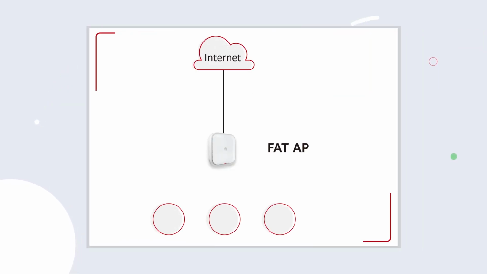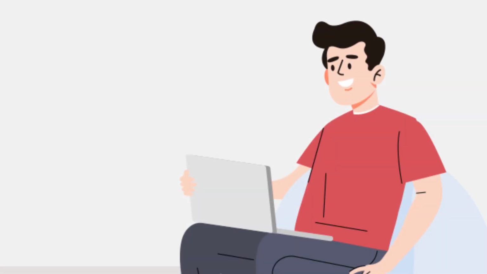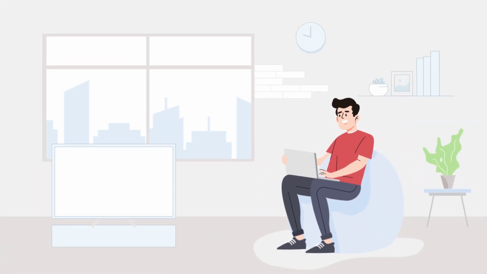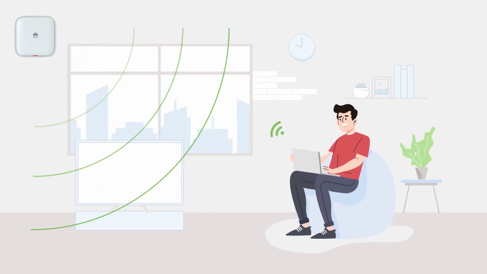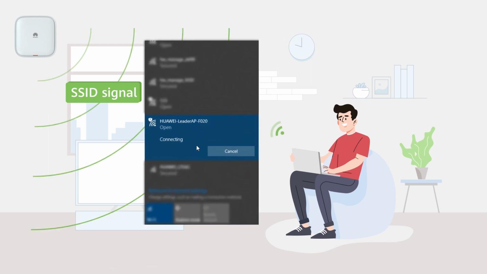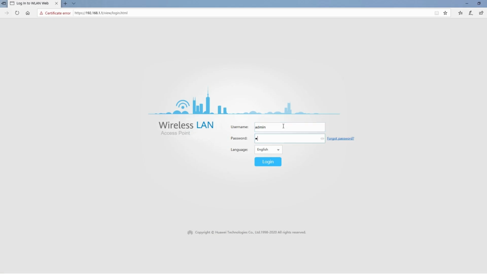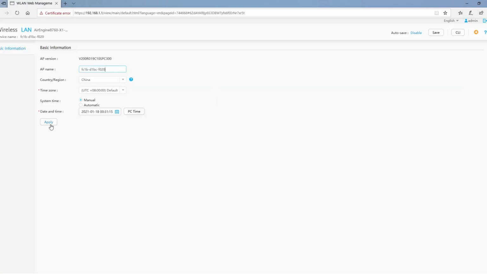With FAT APs, Huawei provides enterprise-level quality and easy configurations that are ideal for consumers. You can easily configure services for a FAT AP with a single laptop. Once powered on, a FAT AP delivers the default management SSID. You can connect a laptop to the SSID and open a web browser to access the AP's web system.